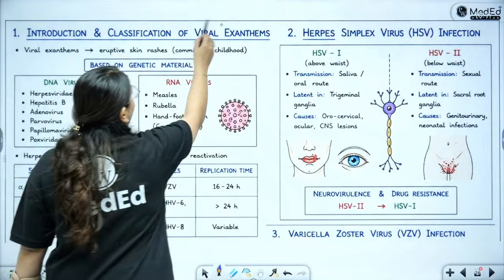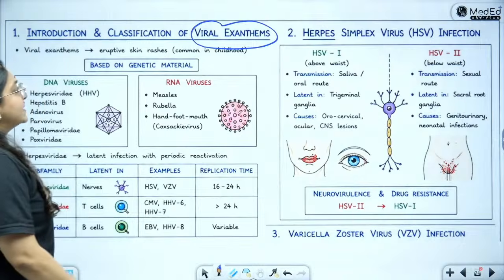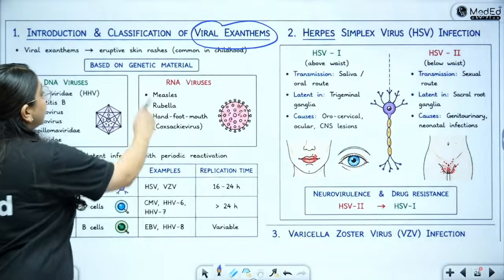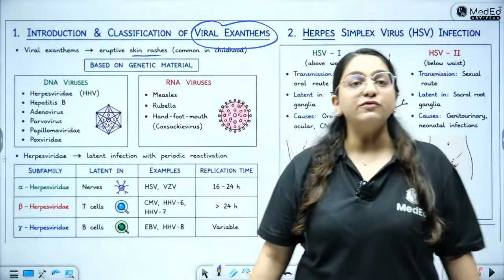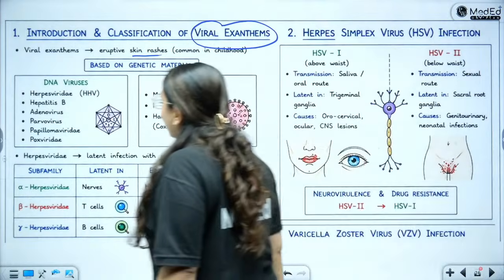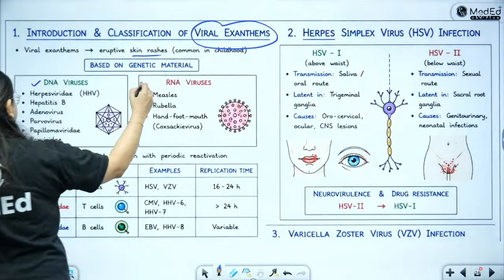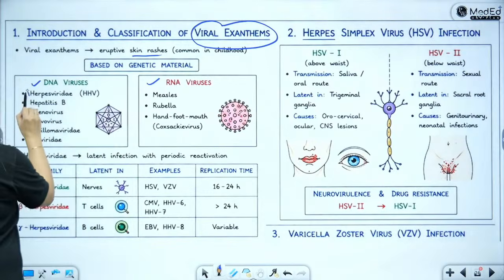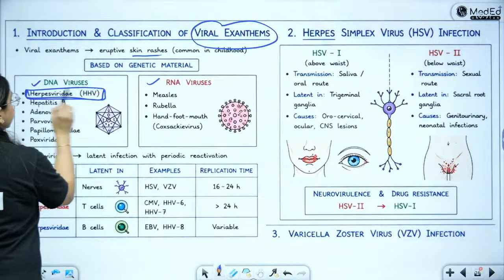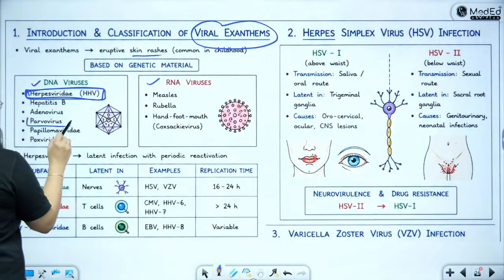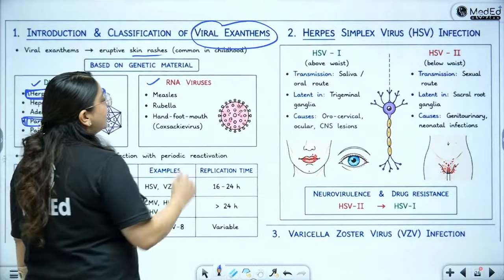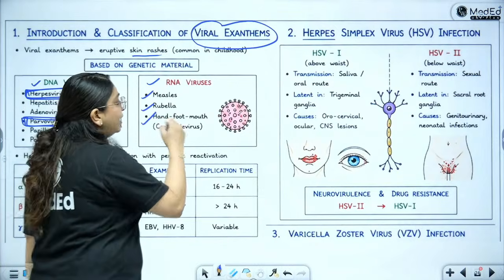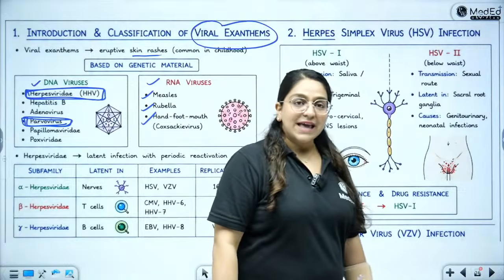Let's now talk about viral exanthems. What are viral exanthems? These are the eruptive skin rashes commonly seen in childhood. So these are also called the exanthems of childhood. Now you have DNA and RNA viruses which can cause it. Amongst the DNA viruses, you have the herpesviridae which causes this, and you have the parvo and the papilloma viridae which causes these exanthems. Amongst the RNA viruses, you have measles, rubella and hand, foot, mouth disease causing Coxsackie virus.